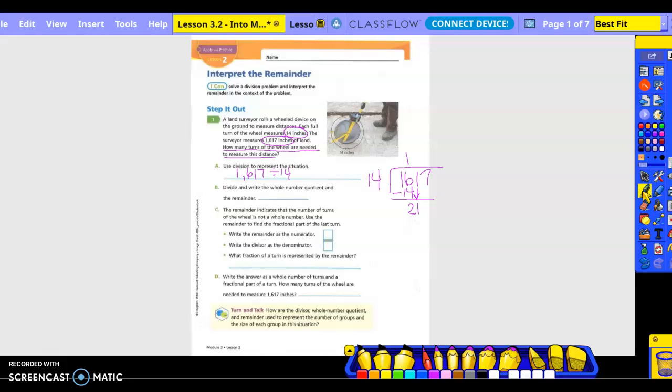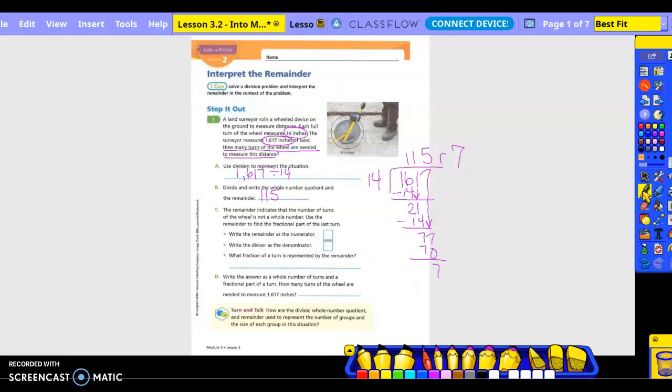14 into 21? 1. Minus 14, 7 left over, bring down the 7. 14 into 77, 5 times. So 5 times 4 is 20, so put a 0, mentally carry the 2. 5 times 1 is 5, plus 2 is 7, and then there's 7 left over. So it's 115 remainder 7, right? Okay, so we have 115 as our whole number.